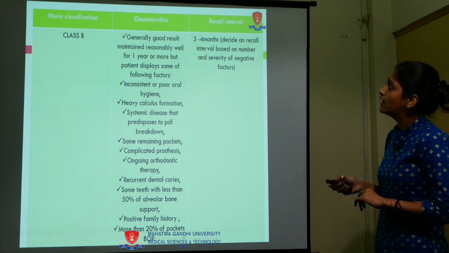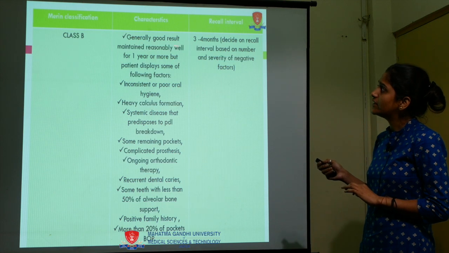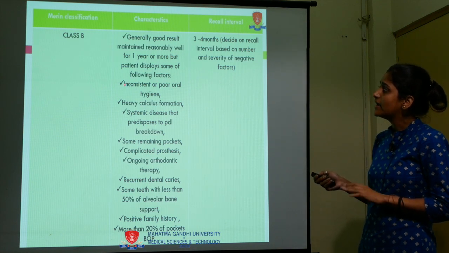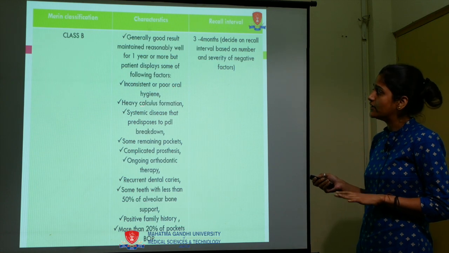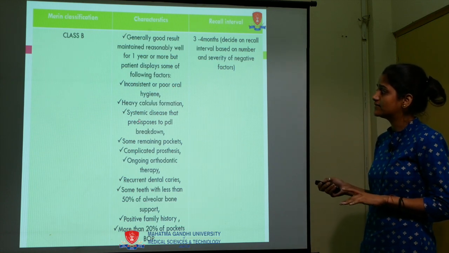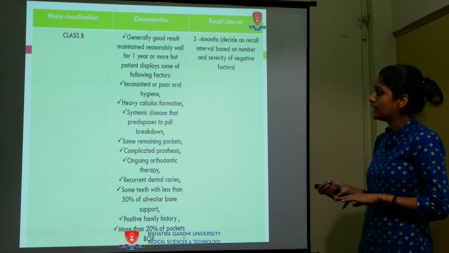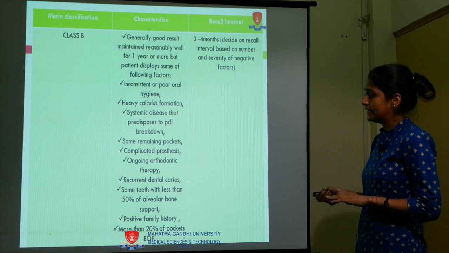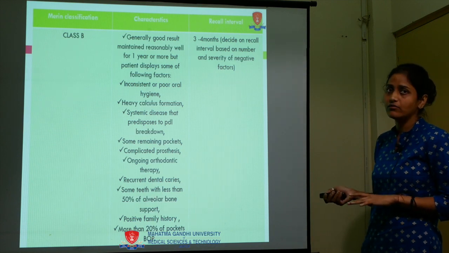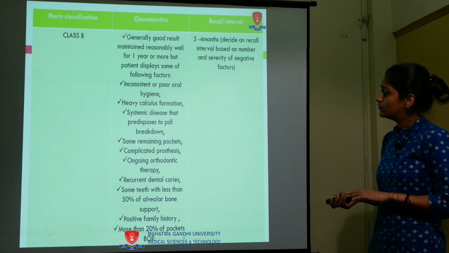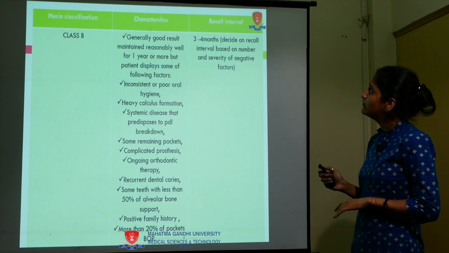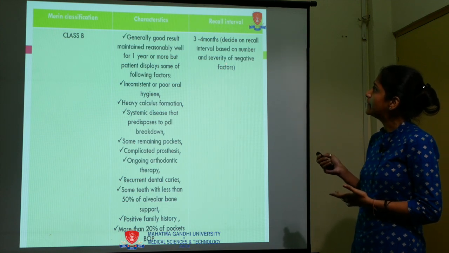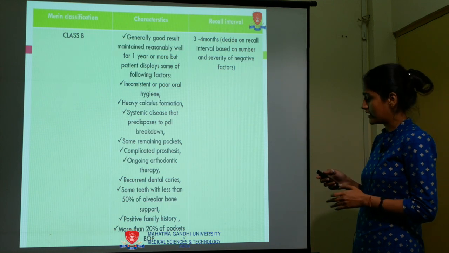And then coming to class B, if there is a generally good result maintained reasonably well for 1 year or more, but the patient displays some of the following factors: inconsistent or poor oral hygiene, heavy calculus formation, systemic disease that predisposes to periodontal breakdown, some remaining pockets, complicated prosthesis, ongoing orthodontic therapy, recurrent dental caries, some teeth with less than 50% of alveolar bone support, positive family history, more than 20% of pockets or bleeding on probing, then the recall interval is 3 to 4 months, and we decide on recall interval based on number and severity of negative factors.